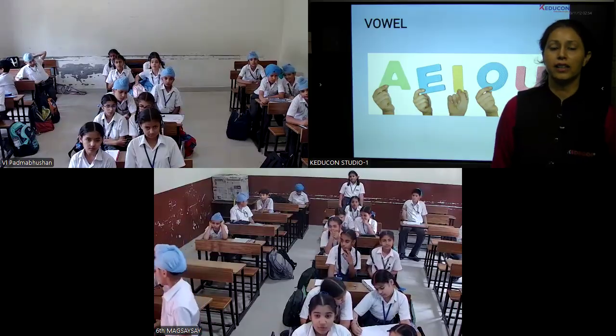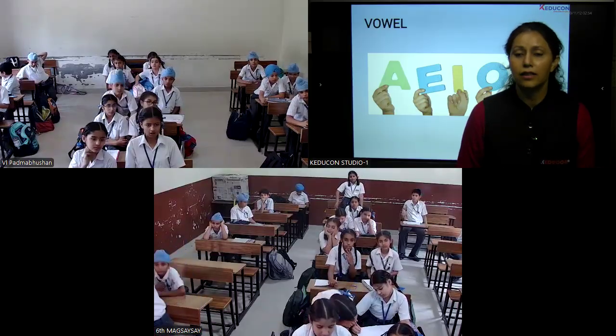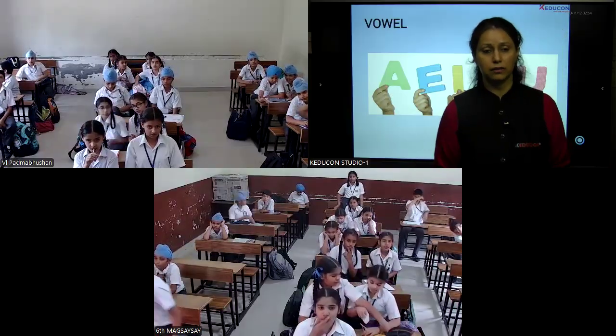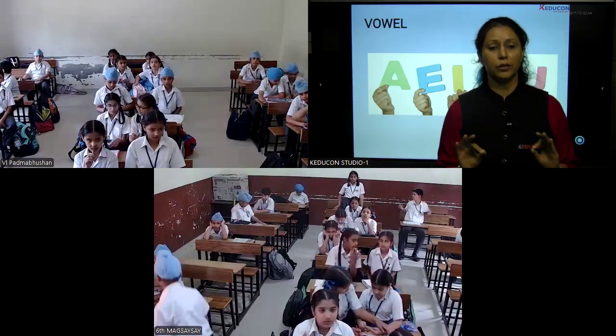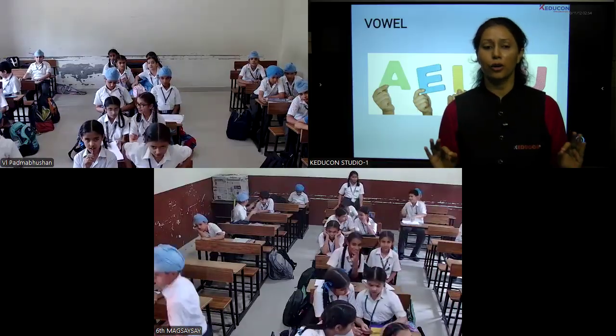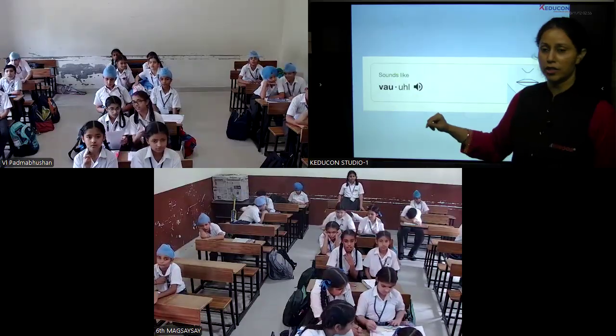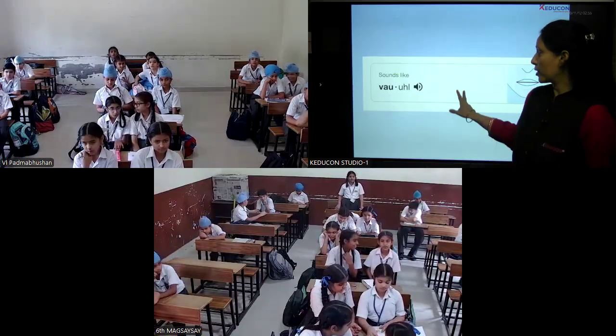A-E-I-O-U. What do we say? These are pronounced as vowels. A-E-I-O-U are the vowels. The remaining are consonants, right? These are the 5 vowels in the English language alphabet. So this is vowel.